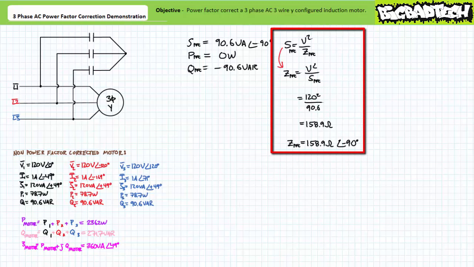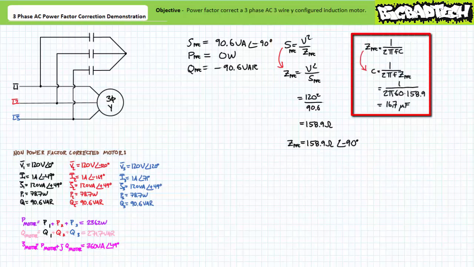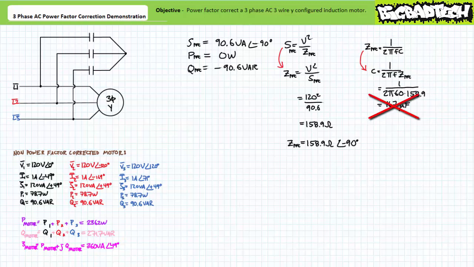An algebraic rearrangement of one permutation of the AC power formula suggests the capacitive impedance necessary to supply the required negative 90.6 VARs of reactive power for each winding is 158.9 ohms at an angle of negative 90 degrees. An algebraic rearrangement of the capacitive complex impedance formula when operated at 60 Hz suggests the capacitor has a value of 16.7 microfarads. Unfortunately, the capacitor store downtown does not have 16.7 microfarad capacitors in stock.